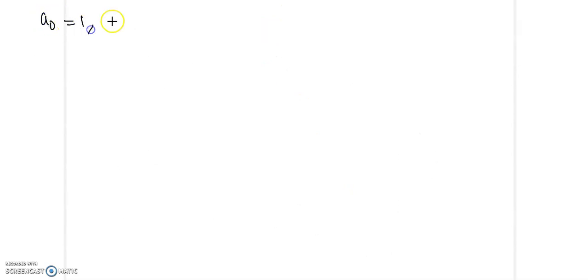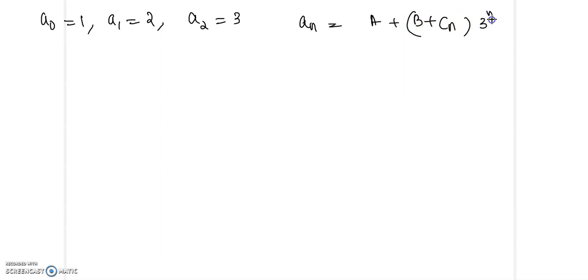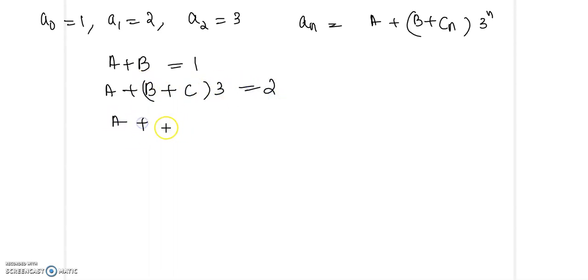So a_0 is 1, a_1 is 2, and a_2 is equal to 3. And we have a_n equal to a plus (b plus c n) into 3 raised to n. So let us find out the value of a, b and c. From a_0, n equal to 0, we will get a plus b. So a plus b is 1, and a plus (b plus c) into 3 is equal to 2, and for n equal to 2, a plus (b plus 2c) into 9 is equal to 3.